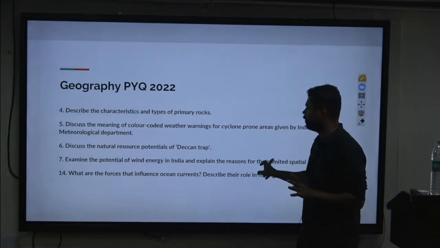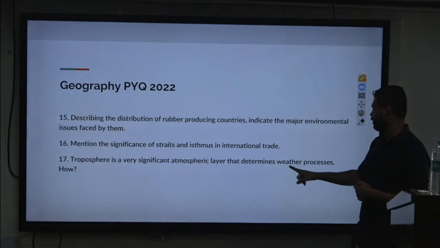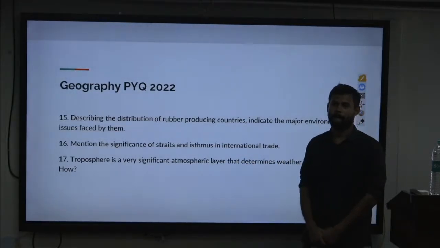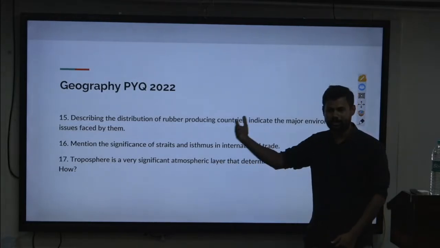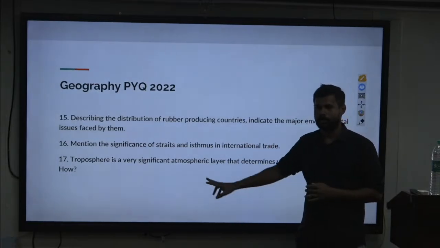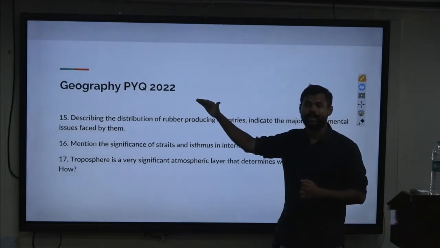So okay, we are done with this. The next one: Troposphere is a very significant atmospheric layer that determines weather processes. How? Is this easy or difficult? For my students, it will definitely be easy. That is, my students as in people who have attended my geography program, the OGP people. Correct? Direct question. I have always told you why the troposphere acts as an atmospheric lid.